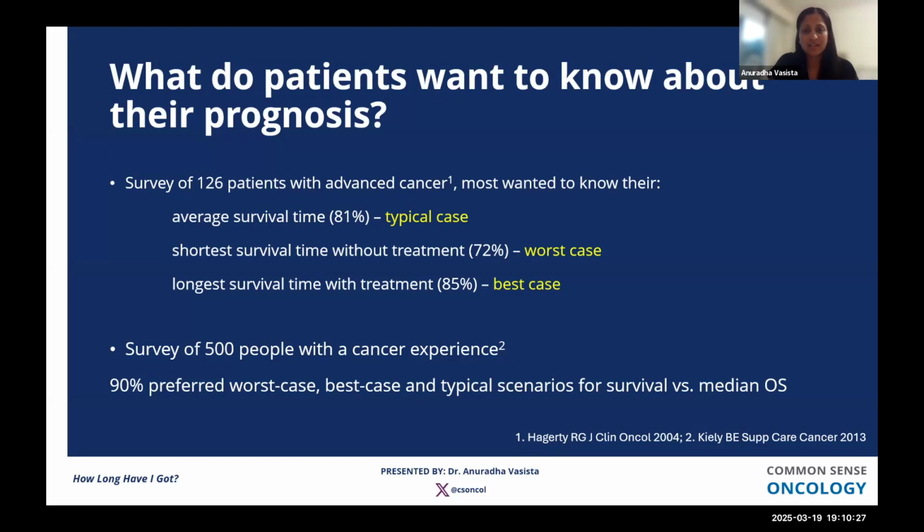And a more recent study done by Dr. Belinda Kiley and group conducted a survey of over 500 people with a cancer experience, and they asked them how they perceived receiving survival information in the way of a median overall survival, or scenarios for survival, which was the worst case, best case, or typical scenarios. And overwhelmingly, 90% preferred the three scenarios versus a point estimate, which is often what's reported in clinical trials.